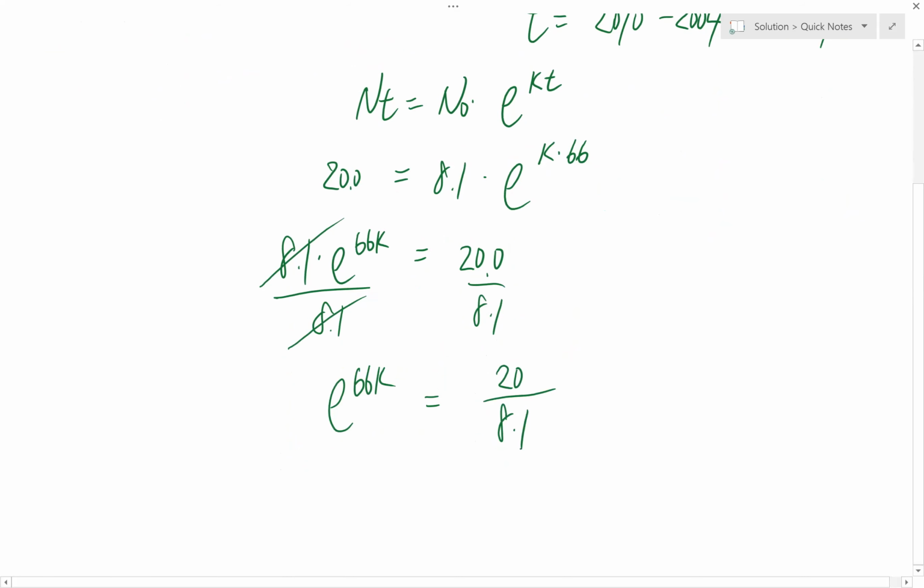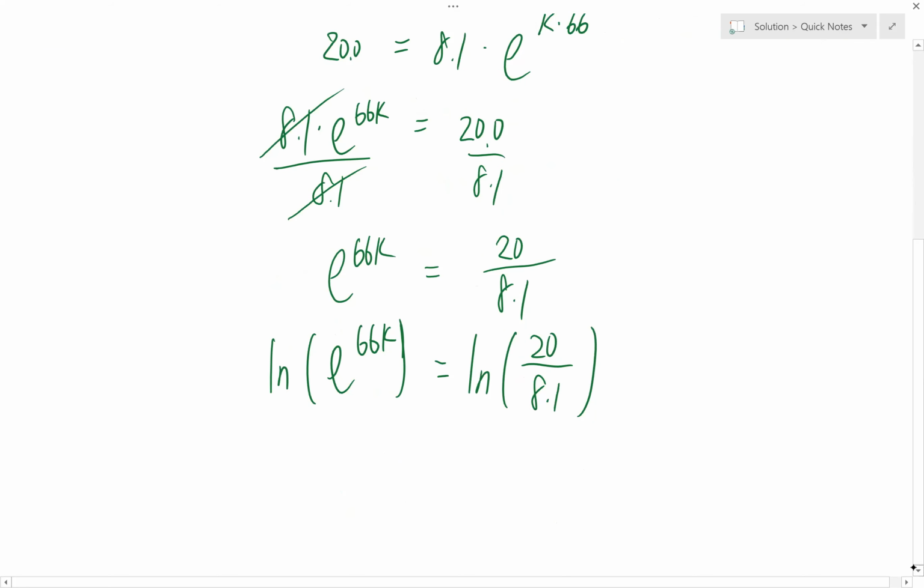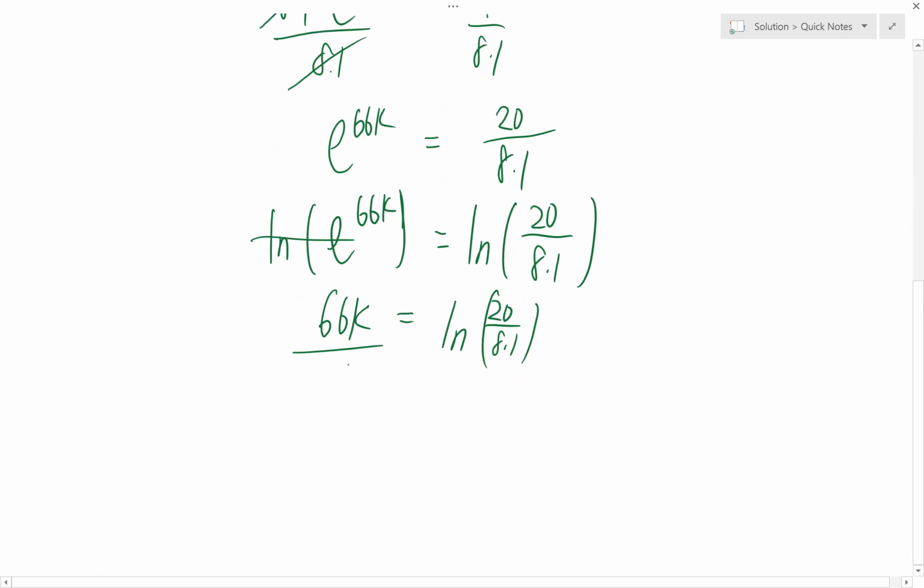You can leave it as is. It's better to leave it as an exact number. So taking ln from both sides of the equation, ln of 20 over 8.1. Now simplify: ln and e offset each other. 66k remains, equal to ln of 20 over 8.1. Then to get k, we divide 66 from both sides of the equation. Now k is by itself.